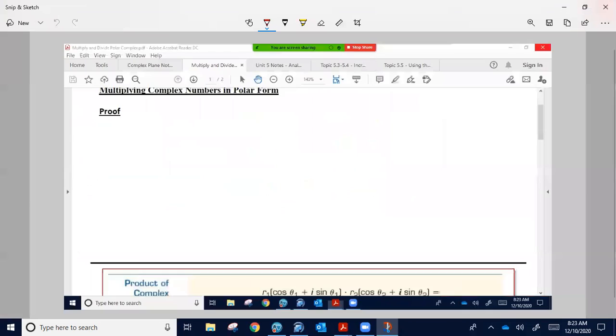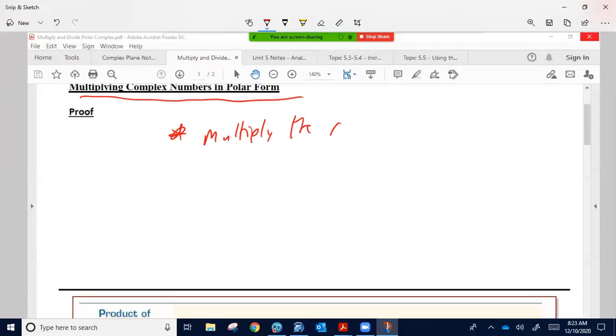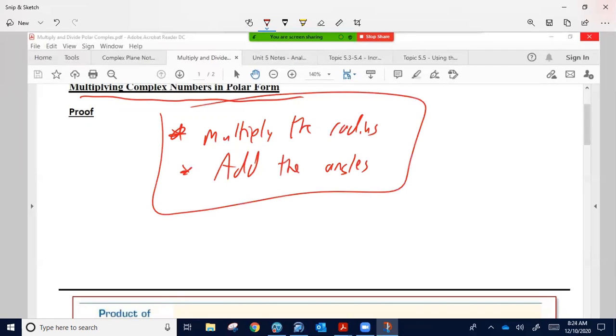If you're going to multiply two complex polar numbers, the shortcut comes down to you multiply the radius and you add the angles. That's it. Multiply the radius, add the angles.